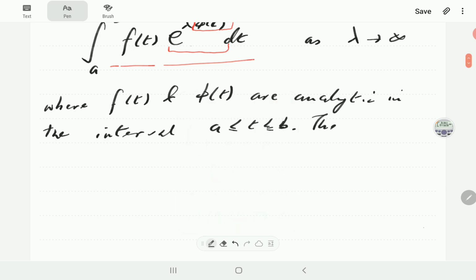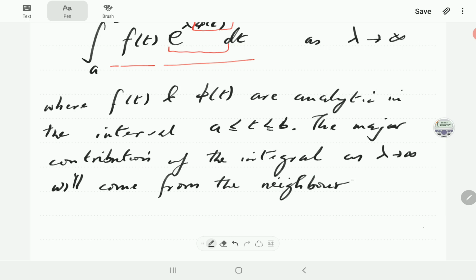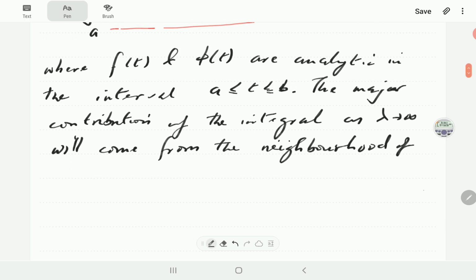So the major contribution of this integral as lambda goes to infinity will come from the neighborhood of the point where phi is maximum.